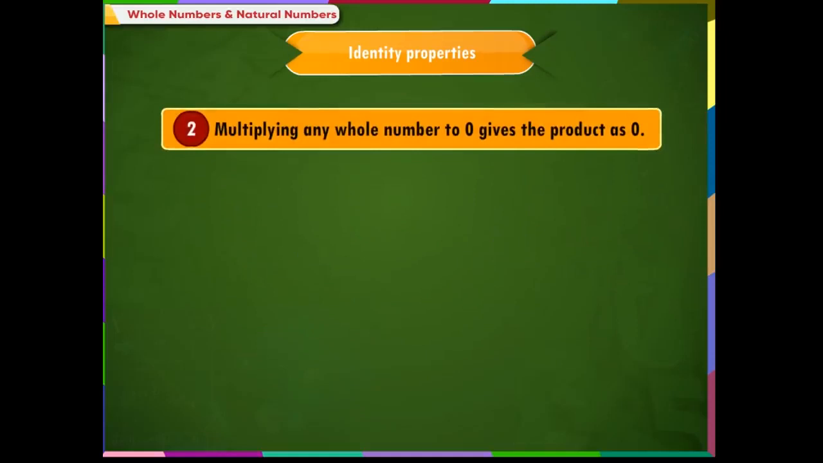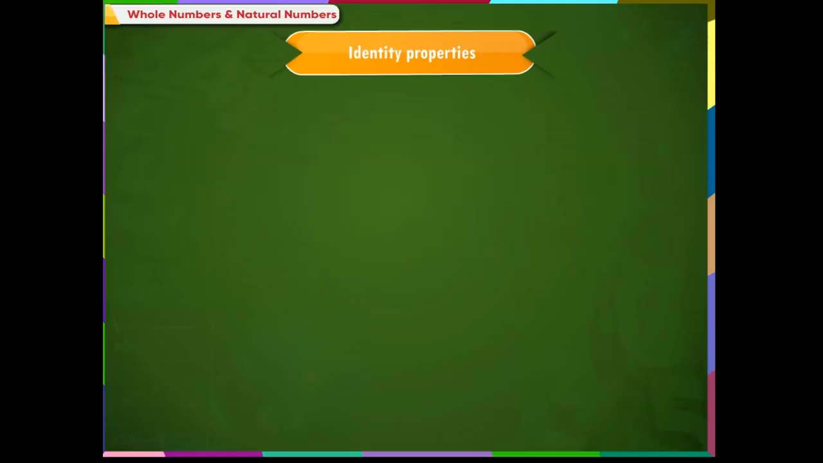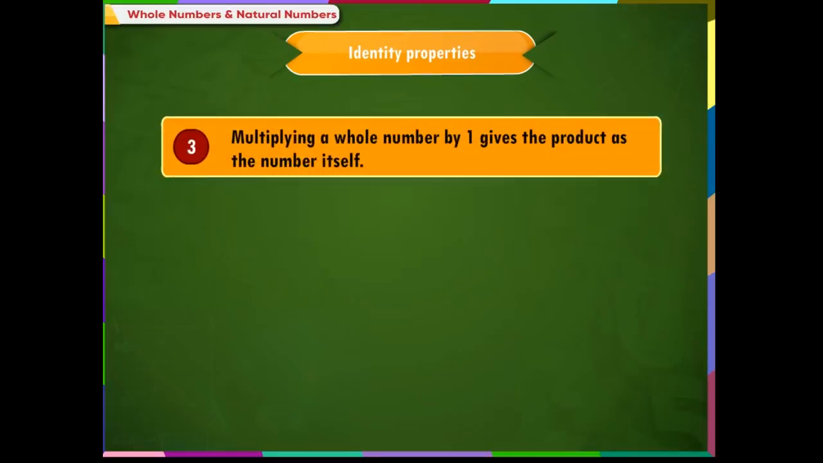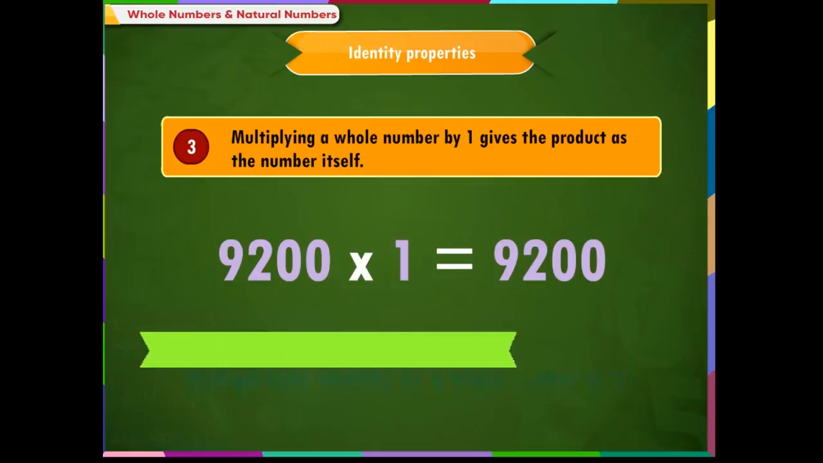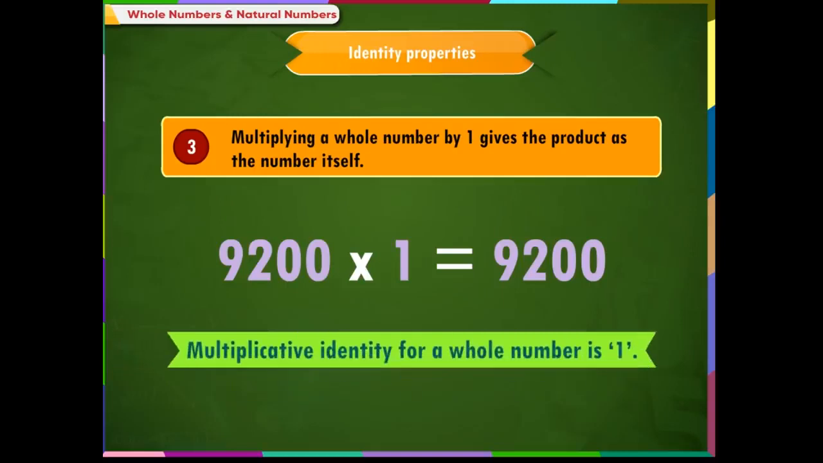2. Multiplying any whole number to 0 gives the product as 0. For example, 678 into 0 is equal to 0. 3. Multiplying a whole number by 1 gives the product as the number itself. For example, 9,200 into 1 is equal to 9,200. We call 1 the identity for multiplication or multiplicative identity for the whole number.